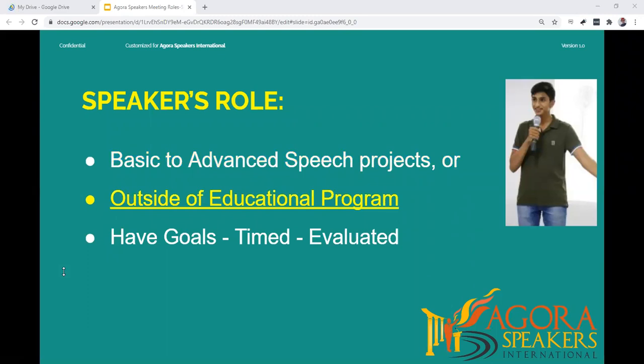However, speakers in Agora clubs can also deliver speeches outside of the educational program. This enables you to do a specialty or custom speech. These speeches are those that do not correspond to any project in the educational program, but that you want to practice for some reason. For example, you need to deliver a speech at a wedding.